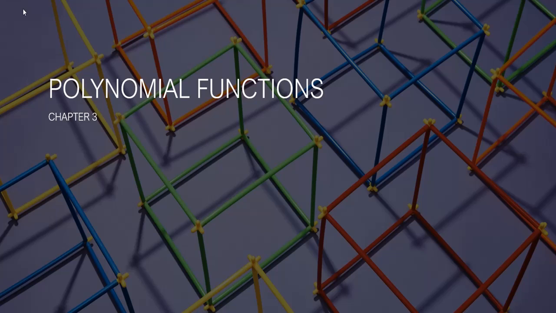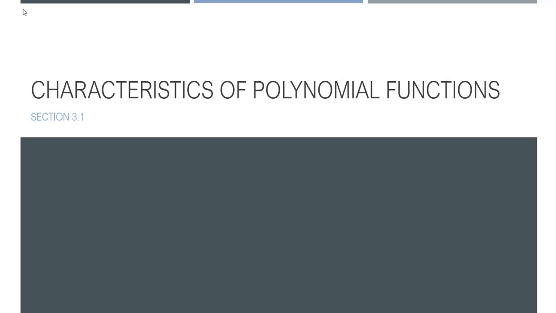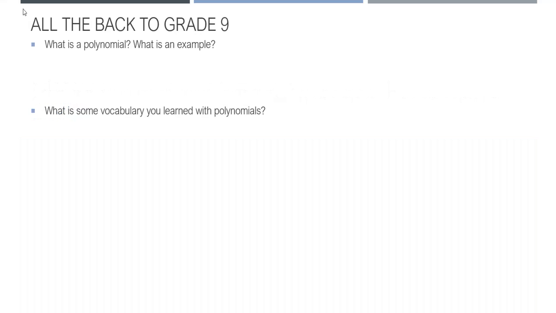Alright, Chapter 3, Polynomial Functions. So Section 3.1 is characteristics of polynomial functions. This is going to look a lot like grade 9 actually to start. So what is a polynomial?